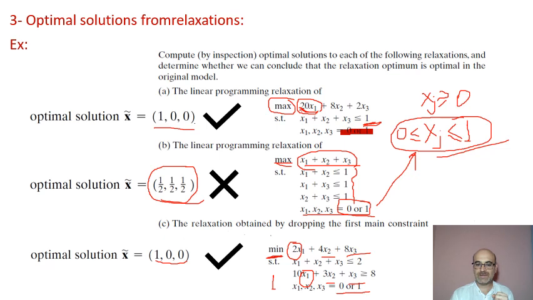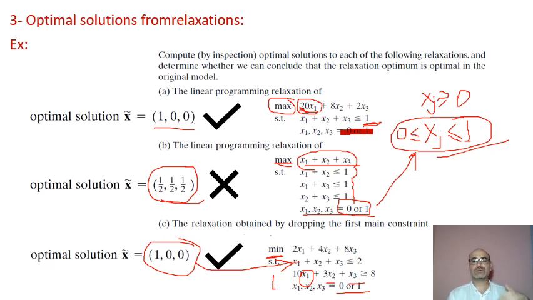Remember, we deleted the first constraint here, and it was x1 plus x2 plus x3 less than or equal to 2. Now, we need to take this solution and check whether it satisfies this constraint or not. So 1 plus 0 plus 0 is less than or equal to 2, it is satisfied, so it means that this 1, 0, 0 is also optimal for the original model. Okay, be careful with these relaxations.